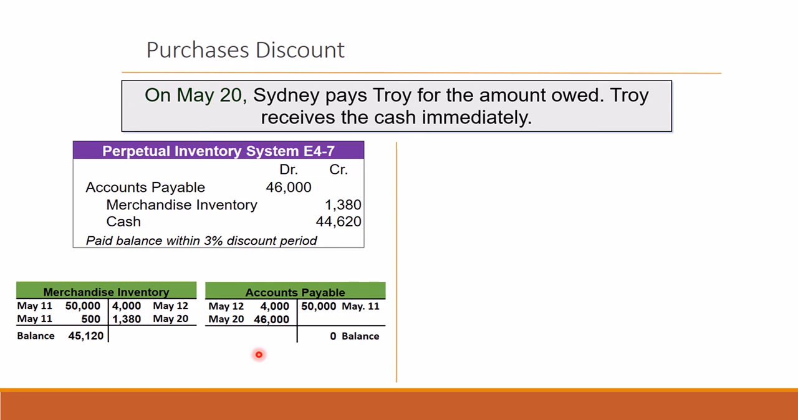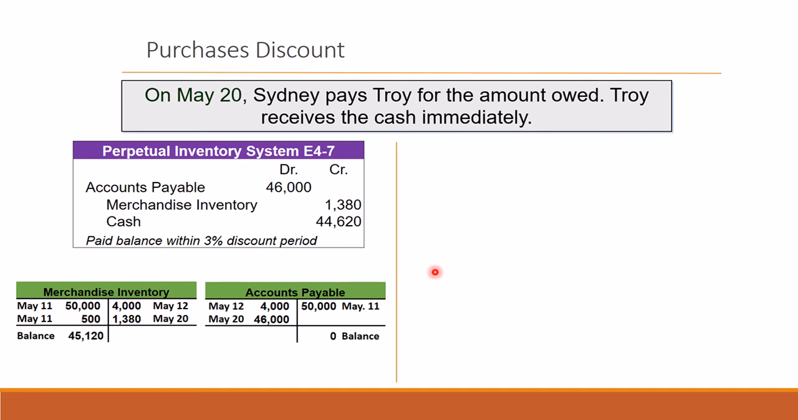A lot of times I find that in this journal entry, there's a tendency to want to debit accounts payable for $44,620. Unfortunately, if you did that, you would leave an outstanding balance in accounts payable of $1,380. You'd make it look like Sydney still owes Troy something, even though they paid in full.